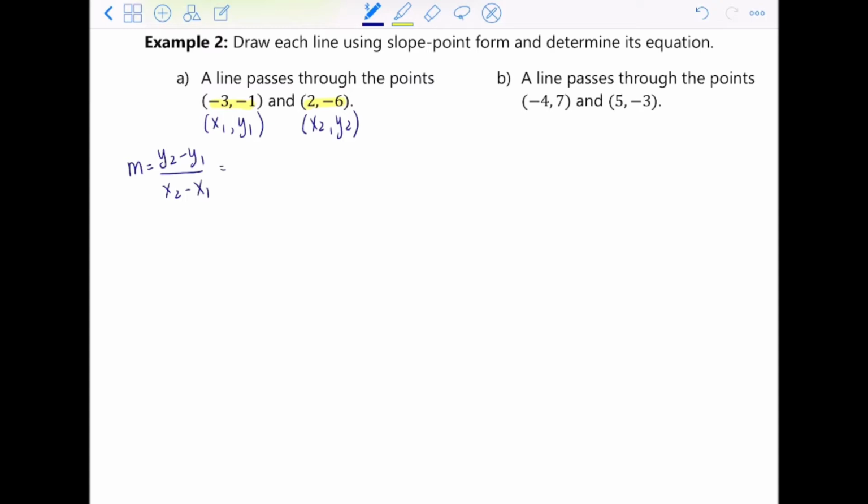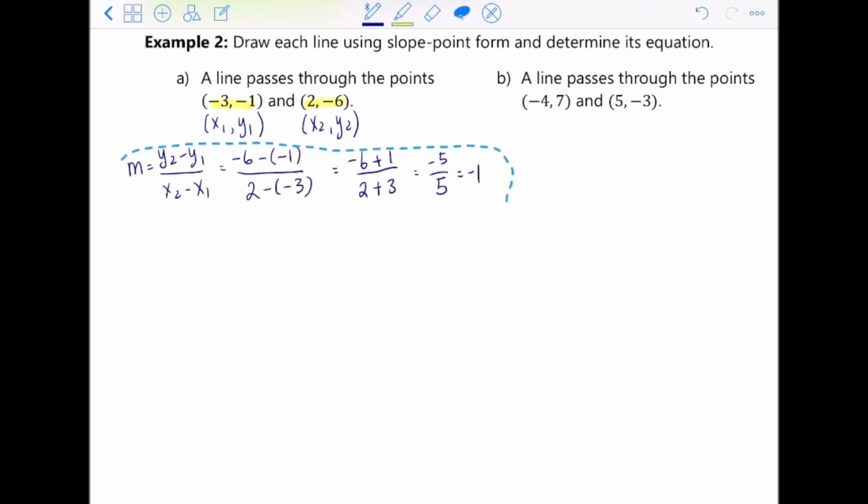We have y2 equals negative 6, and then we minus negative 1, all over 2 minus negative 3. So we should get negative 5, or actually, I'll not skip a step. So negative 6 plus 1 all over 2 plus 3. So we get negative 5 on top and 5 on the bottom. We end up with slope equal to negative 1.